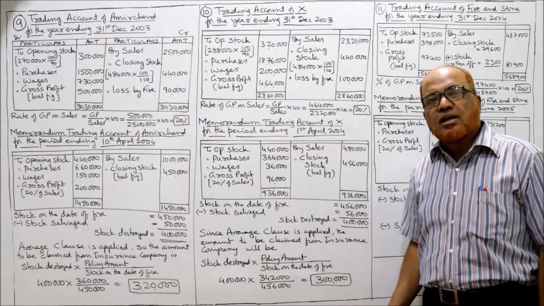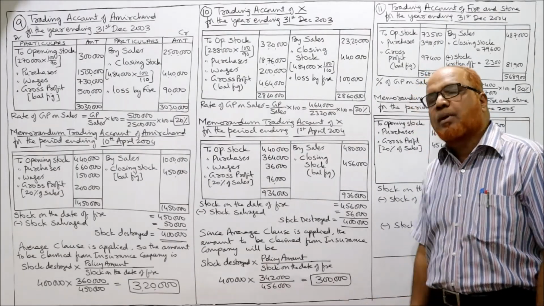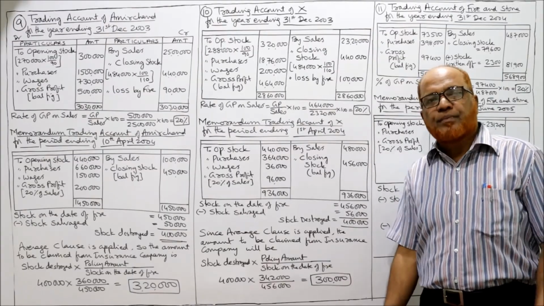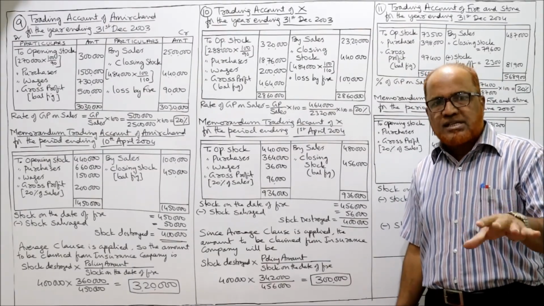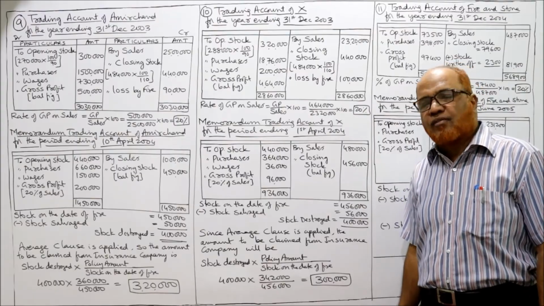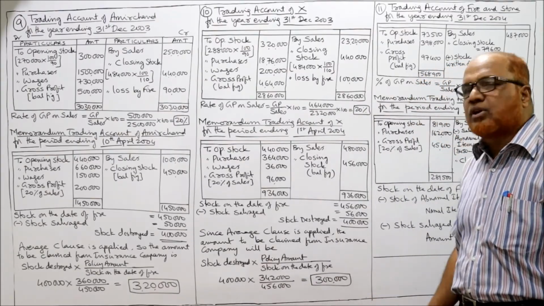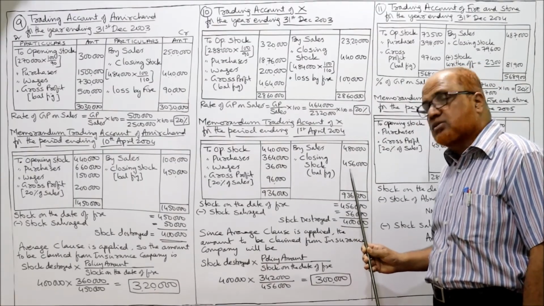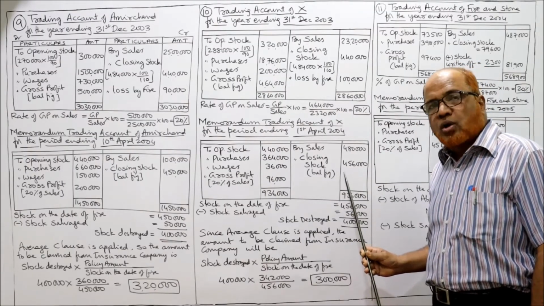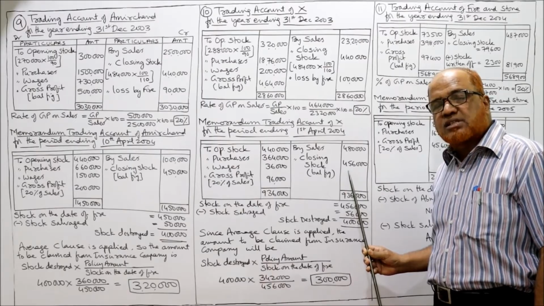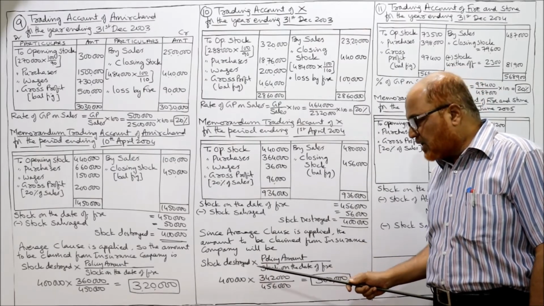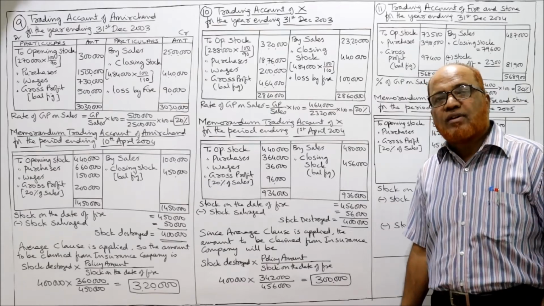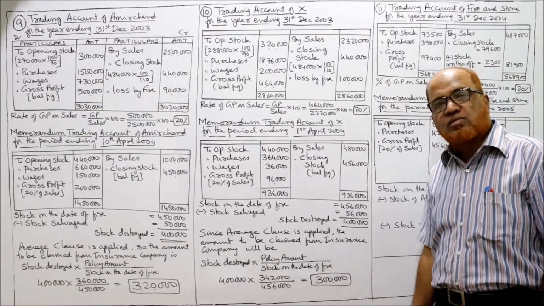How under insurance? The policy amount is given in the problem as 3,42,000. In the first paragraph it is given the business has taken a policy for an amount of rupees 3,42,000. Whereas how much is the stock on the date of fire? 4,56,000, whereas policy is taken only for 3,42,000. There is under insurance. When there is under insurance, average clause will be applied.